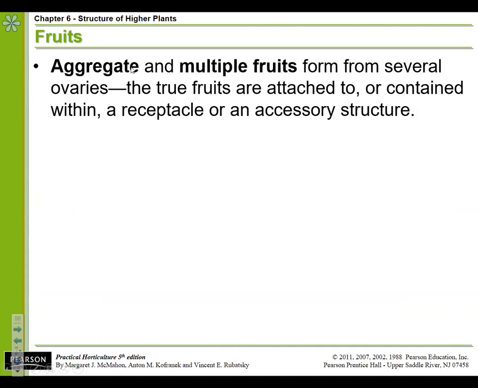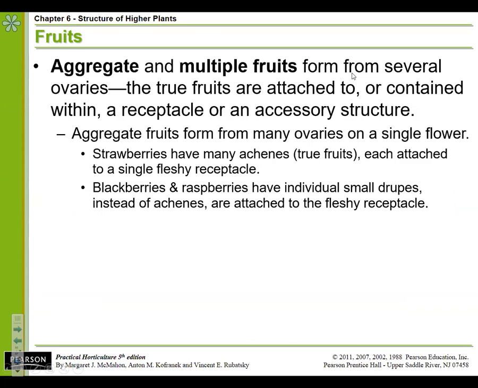So we've got the aggregate or multiple fruits that form from several ovaries, where the true fruits are actually attached to or contained with some sort of accessory structure, such as a receptacle. The difference here is that they form from many ovaries on one single flower. So strawberries, for instance, have many achenes that are each attached to a single fleshy receptacle.